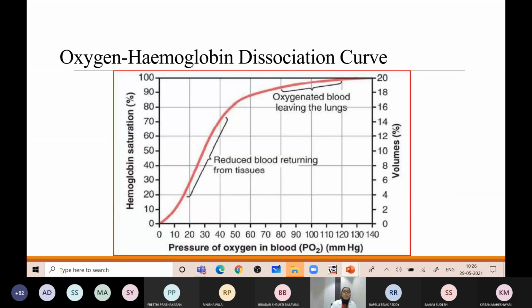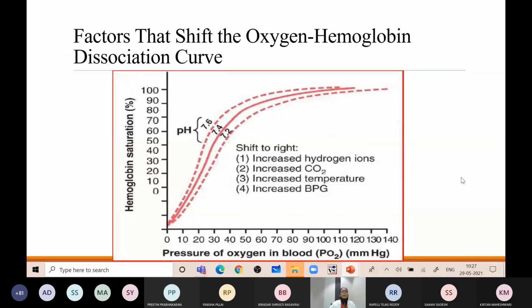Isn't it? That's what it means. So that is also one of the very important factors you must know. What is the P50 value? If the curve shifts to the left, the P50 value will decrease, not increase. Now, next, coming on to the factors that shift the oxygen hemoglobin dissociation curve.